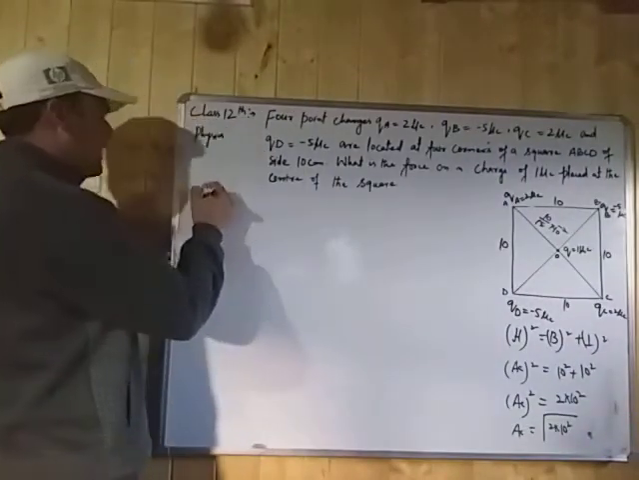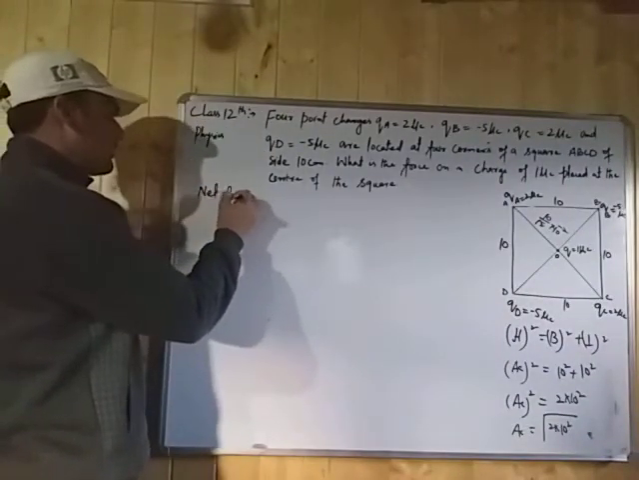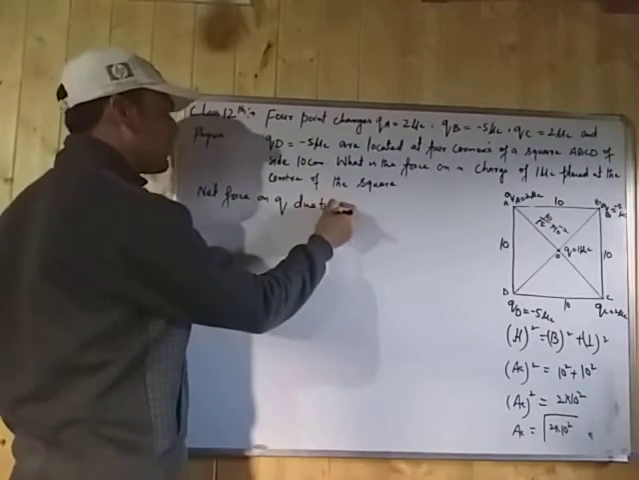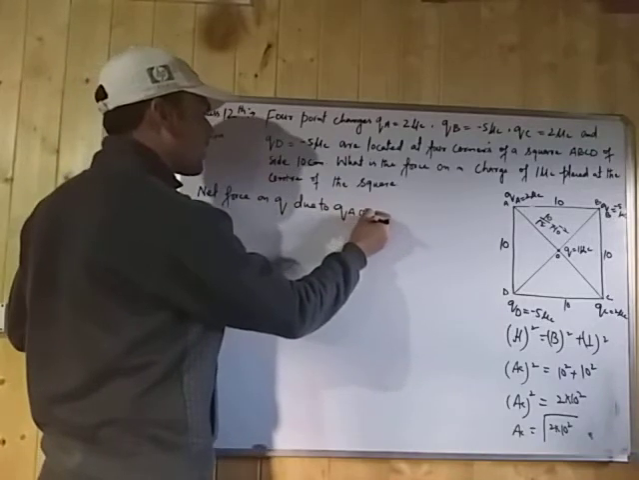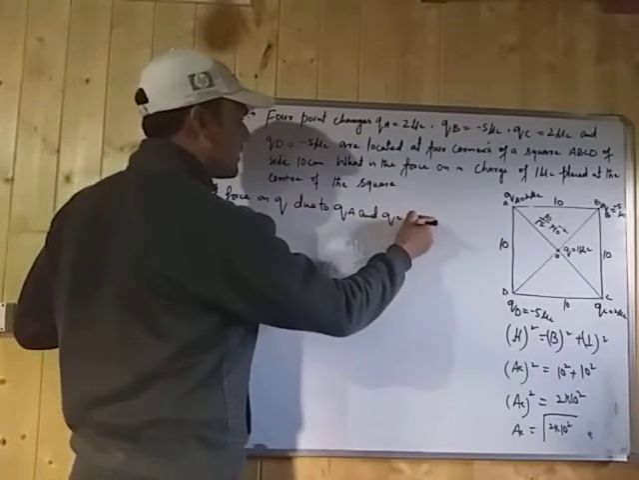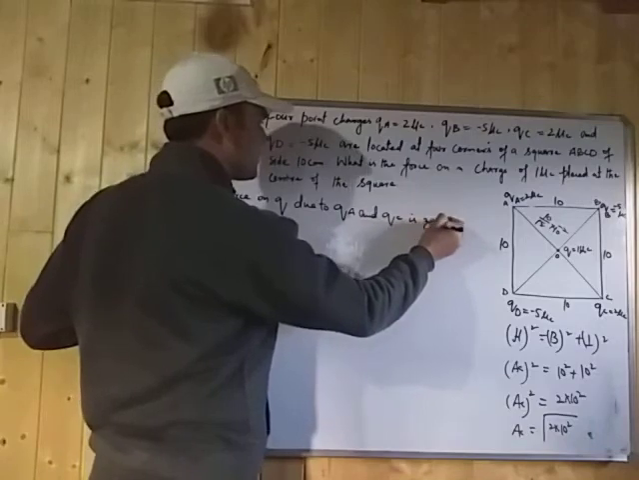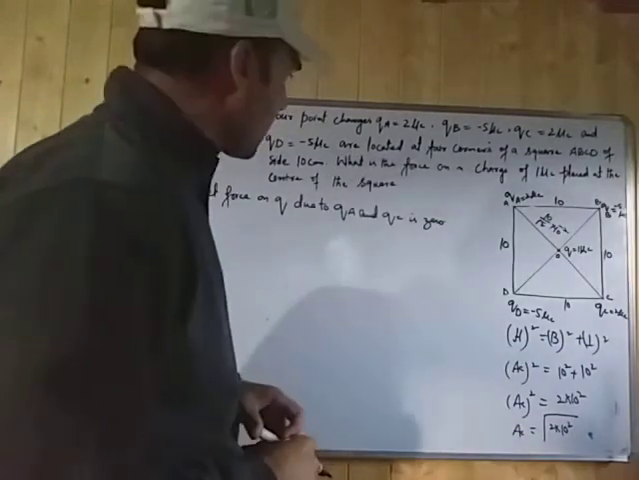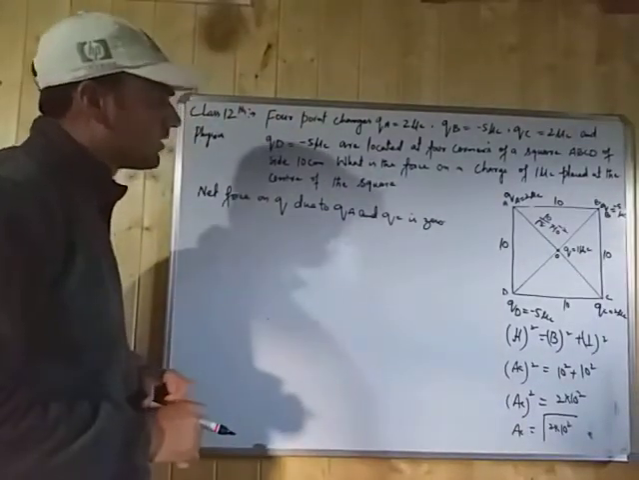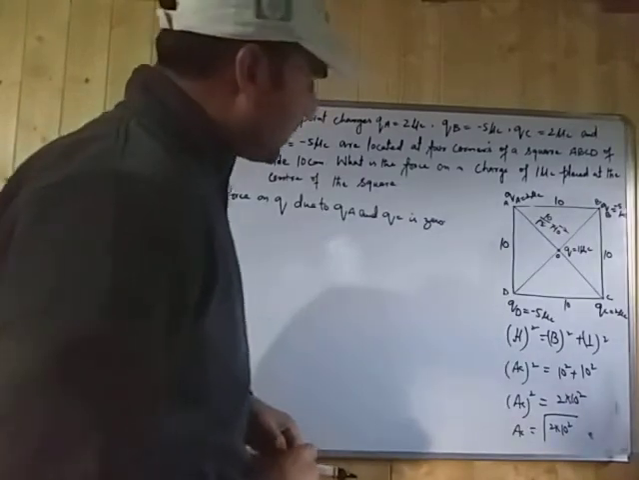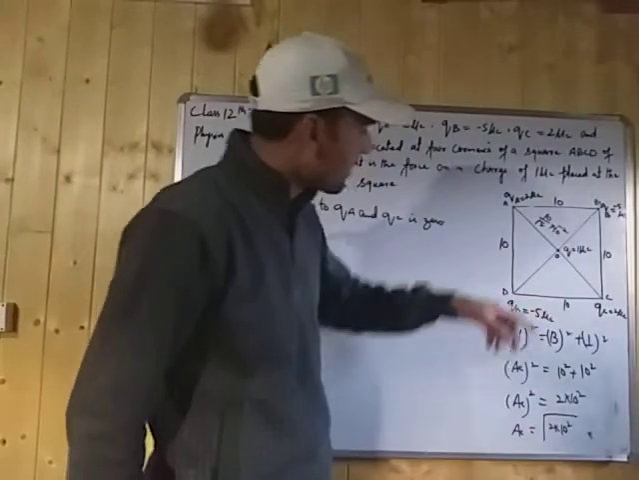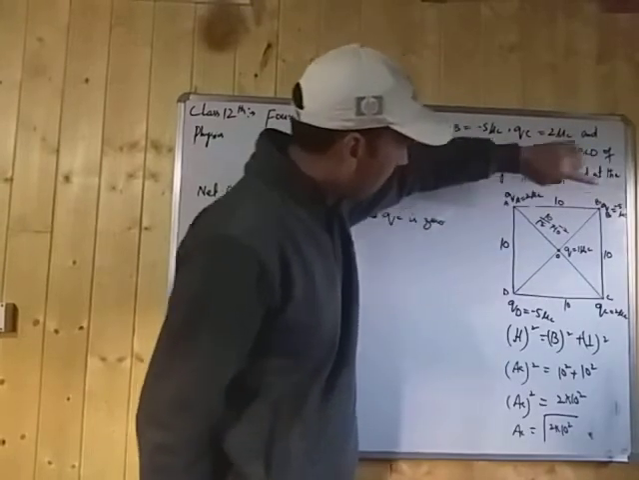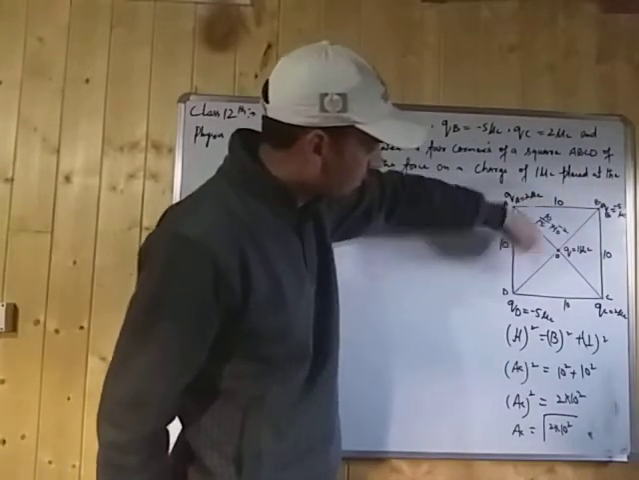So we write here, net force on Q due to QA and QC is 0. So that is 0. Now, next we will derive the force acting on Q due to QB as well as the force on Q due to QD.